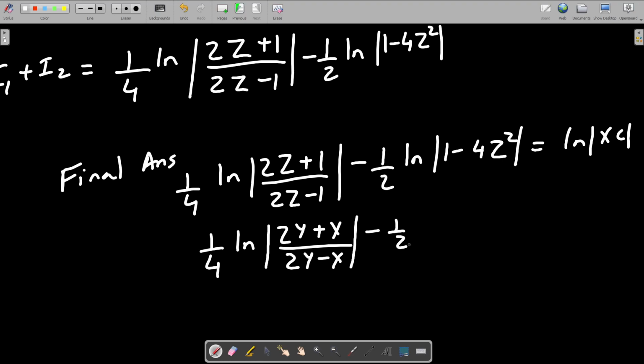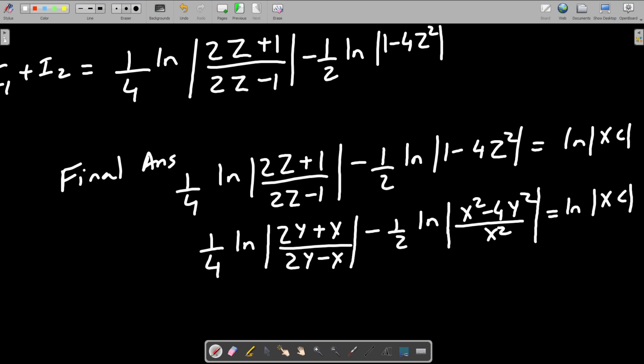Okay, so half times ln of, here also I'll try to do the same thing. This will become y square by x square, right? So I'll take that x square here. So x square minus 4y square divided by x square. Okay, and this is equal to ln of x into c. Okay, still we are not done with this.